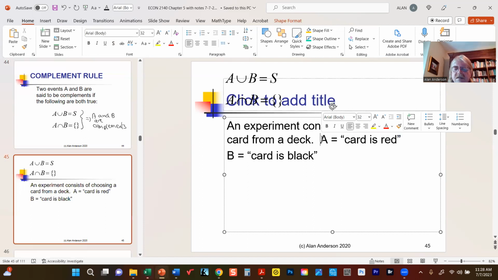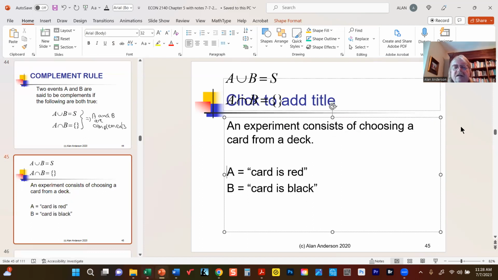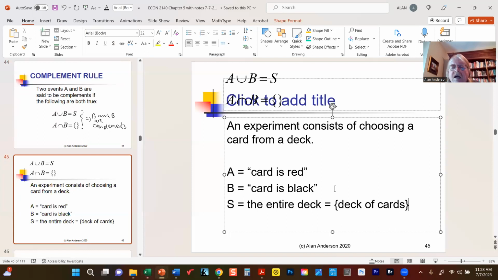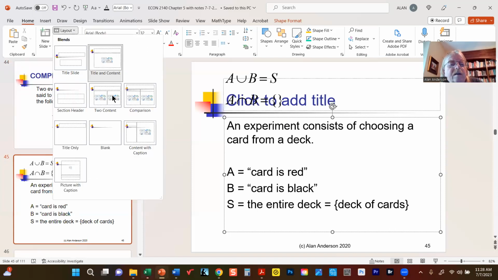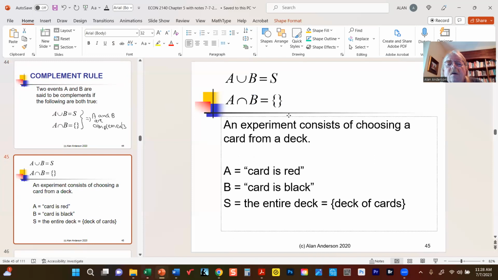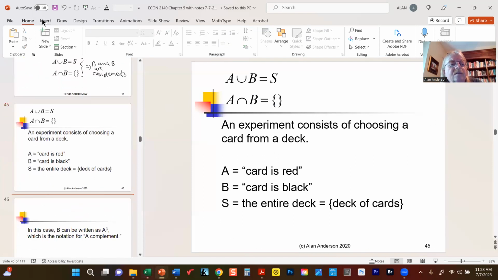All right, now in this example, the sample space is the deck. I'm not going to write down all the individual cards, of course, which we could write as something like this. I'm not going to write out all the individual ones. That would be a huge waste of time. But the question is whether A and B are complements.